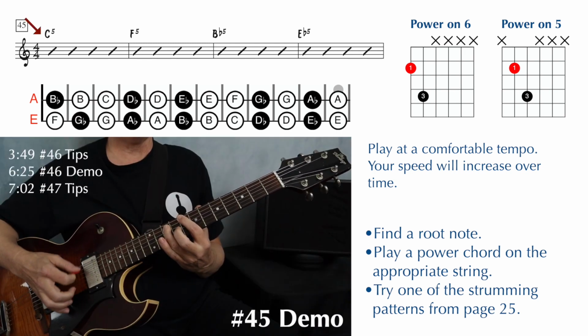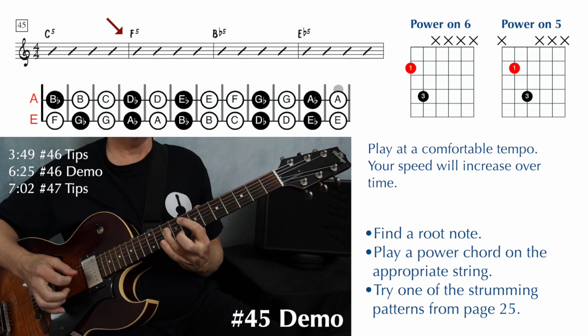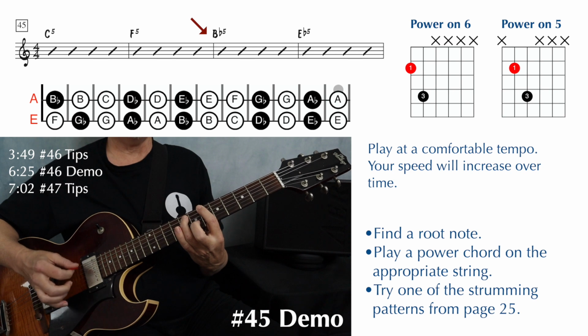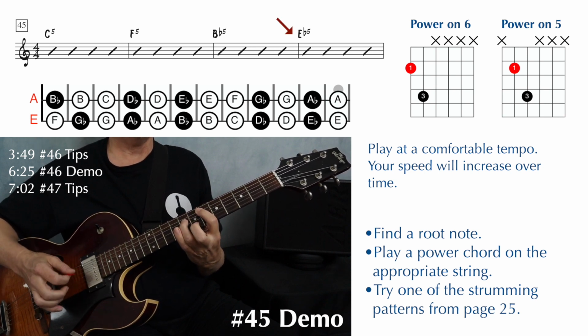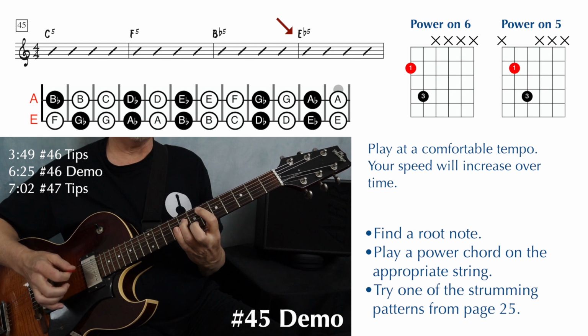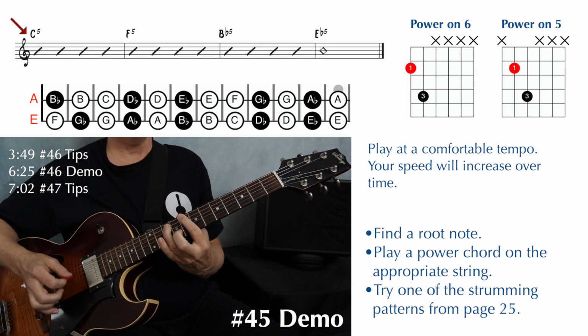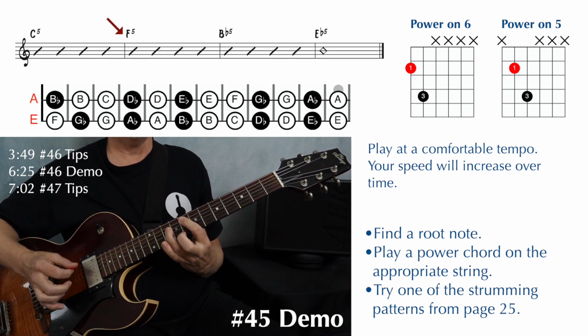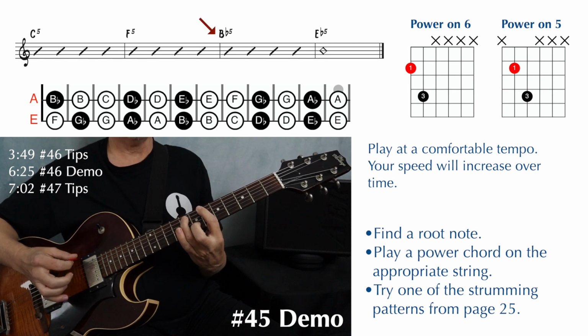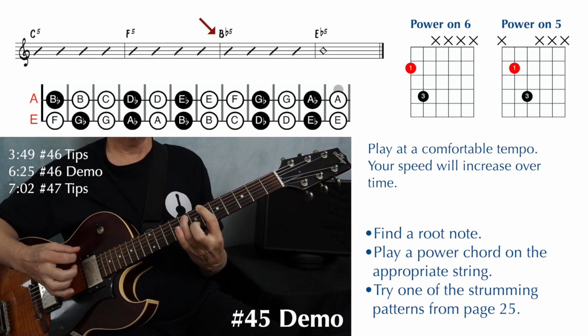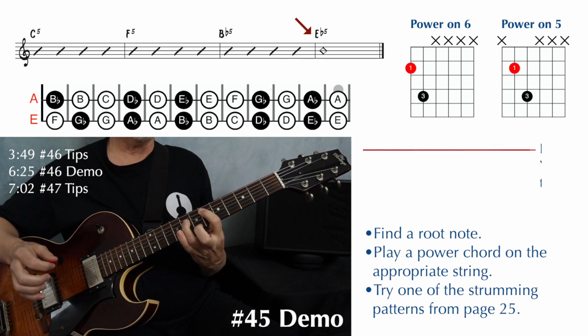C5, 2, 3, F5. B flat power chord, 2, 3, 4, E flat. Back to your C, F, B flat, and E flat power chord.